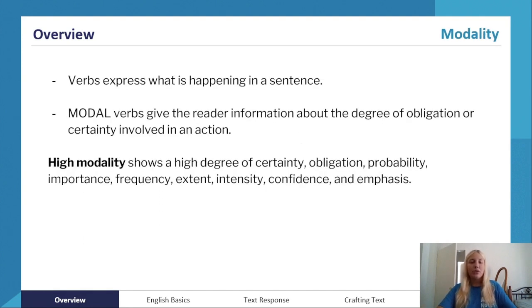Okay, now in terms of modality, modal verbs basically express how certain or confident you are about something. The whole point of English is not to use high modality, high certainty language, because then you're indicating that you have opinions that are basically correct and everyone else is wrong. So you should never write with high modality and you should always be less definitive.